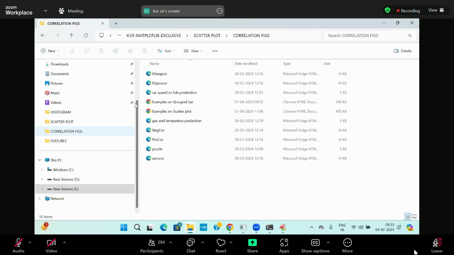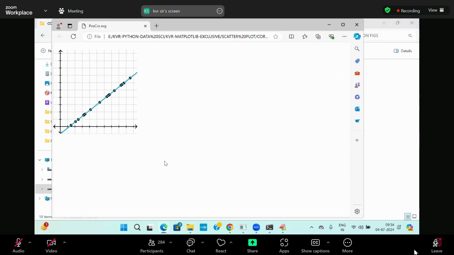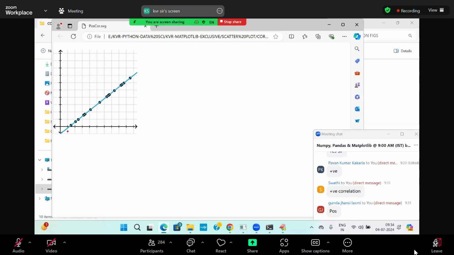So, what is that? I'm going to take it. Positive correlation diagram I am going to show you. Just observe it. Which correlation? What is this now? Some x, y, z values are there or not? And in this also some x, y, z values are there.